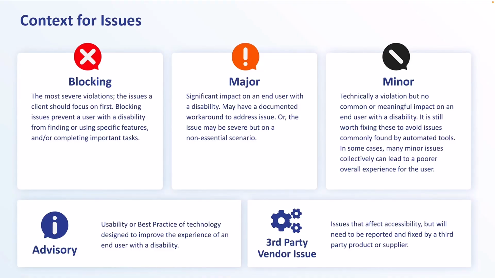Advisory issues are best practices that go beyond the formal WCAG requirements. Addressing these makes applications easier and more enjoyable to use, and can help create a great experience for all users. Third-party vendor issues relate to components or services that are not developed by Montgomery County, for example, functionality that comes from an outside vendor. When we find these issues in an audit, we'll work with you on how to report them to the vendor's development team so they can be addressed.